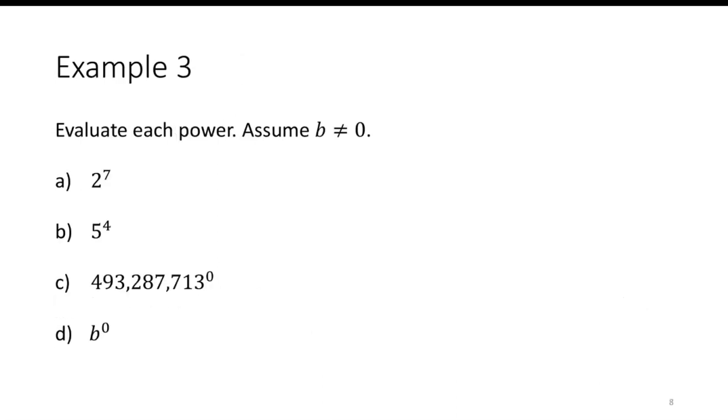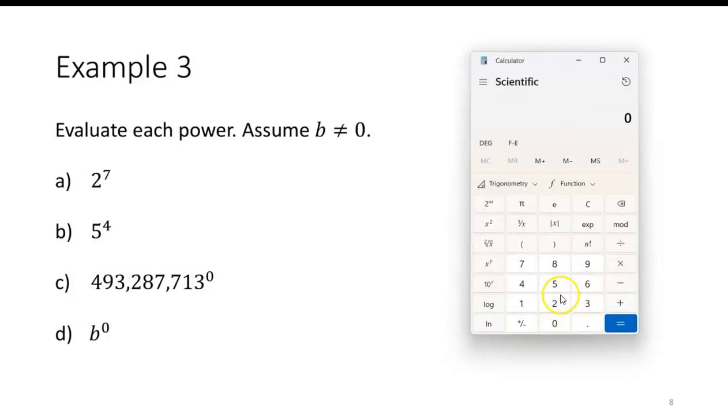Alright, so let's evaluate each of these. Assume that b is not 0. So for the first one, I'll just go ahead and use the calculator. So you want 2 to the power of 7, and you get 128. The next one, 5 to the power of 4, is 625. That's 5 times 5 times 5 times 5.